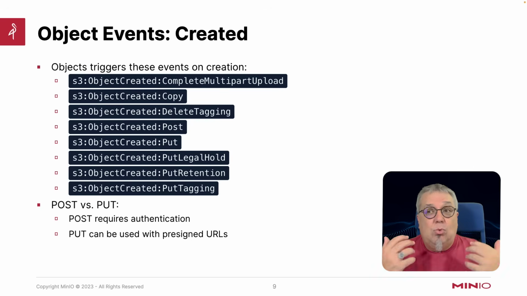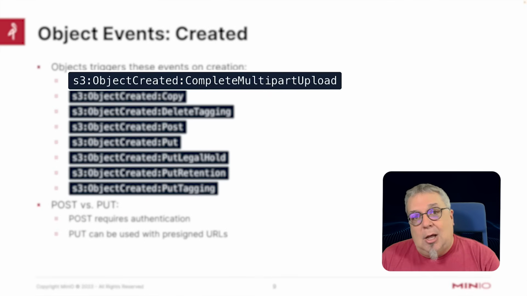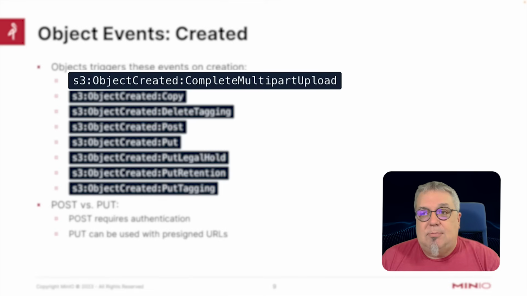What about when somebody's trying to write an object? Well, there's a lot of different parts to this. If I'm doing large objects, then one of the ones that I may want to look at regularly is complete multi-part upload. That makes sure that I've got everything, all the parts. So if I'm doing a multi-part upload, I want to make sure all the parts have been reported. I could watch that particular event.